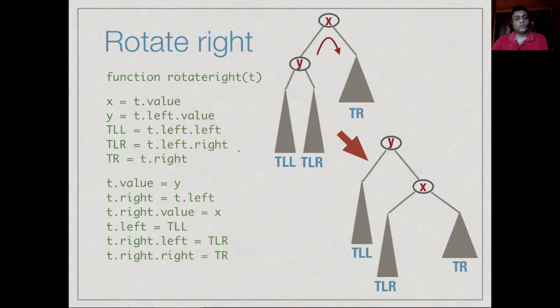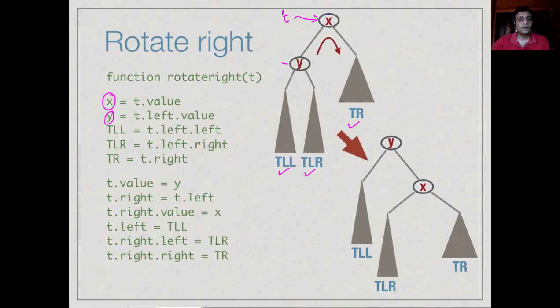So how do you do these rotations? Well, you can just draw these pictures and figure it out. So you just give names to everything. So we say that we want to rotate this x down and the y up. Now we have our original t pointing here, remember, right? So we cannot change the node that t is pointing to. So we remember the value at t, we remember the value here. So we give these names x and y to the contents. And then we have these pointers pointing to these three trees, TLL, TLR and TR. And then we reconnect them.